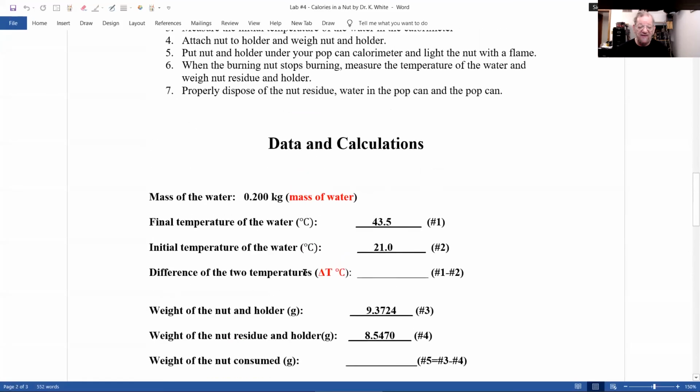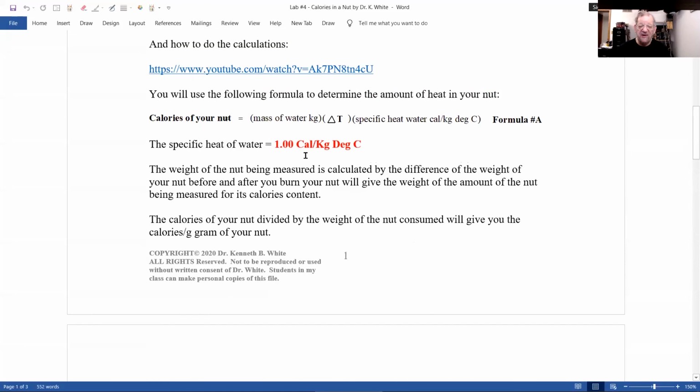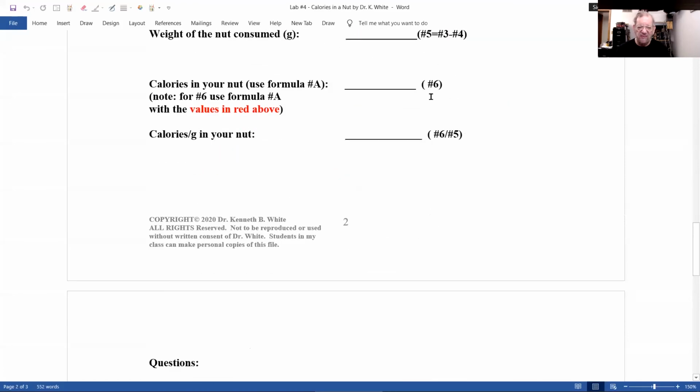The ones in red. Here's your delta T. Here's your mass of the water. And here's your specific heat of water. Mass of water, 0.200. Delta T, you've got to figure it out. This number is 1.00. You multiply that and you get this number. Is that the calories per gram? No. You have to take number 6 right here and divide it by number 5. And that's today's lab calculations.